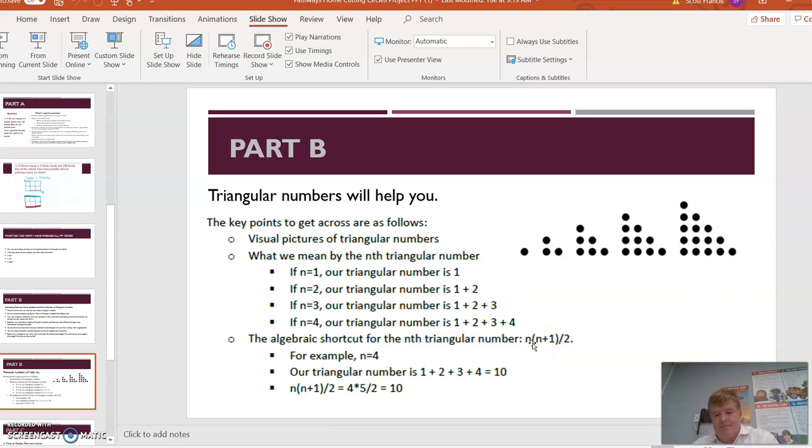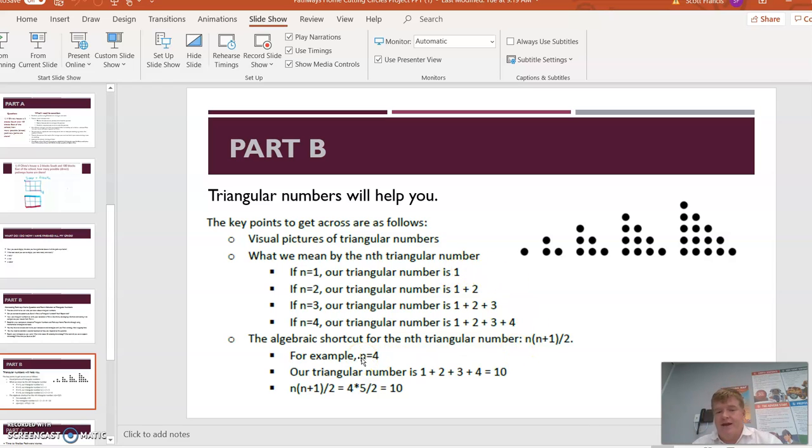So the first triangle number would be 1. N equals 1. N is just the number. So you say it's 1 times 1 plus 1. 1 plus 1 is 2. So 1 times 2 is 2. 2 divided by 2, the first triangle number should be 1. So n equals 1, our first term is 1. We can do it for any number.